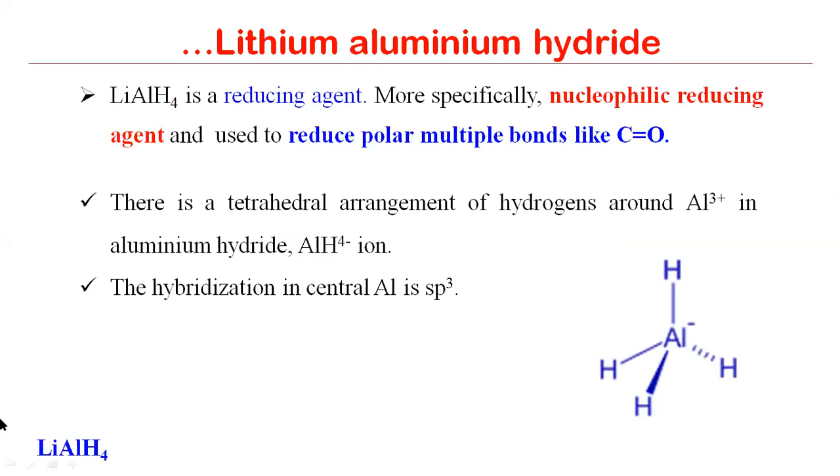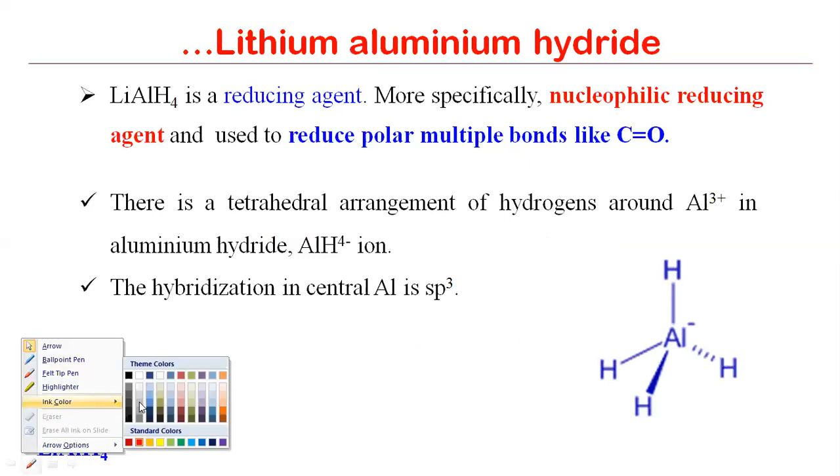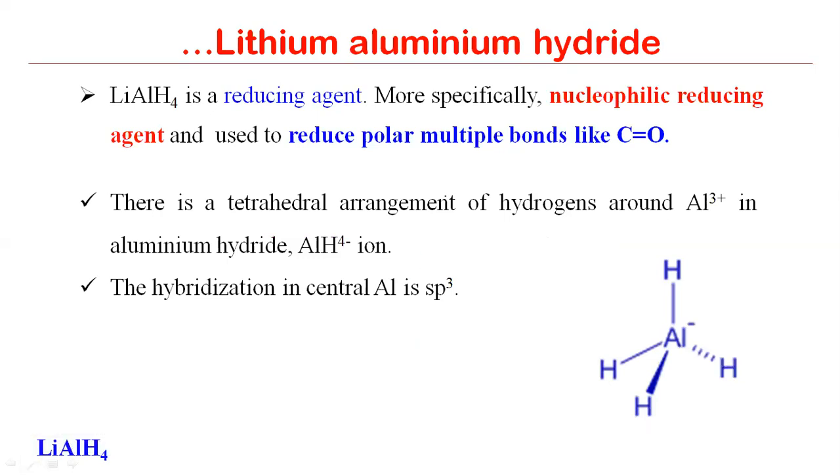So if we study the general characteristics of LiAlH4, the first thing we have to remember is that this is of course a reducing agent, and specifically it is a nucleophilic reducing agent. When we study the mechanism of this reduction, it can be easily understood that it is the hydride ion which attacks the molecule first. Because of the attack of that hydride ion, it is also known as a nucleophilic reducing agent.